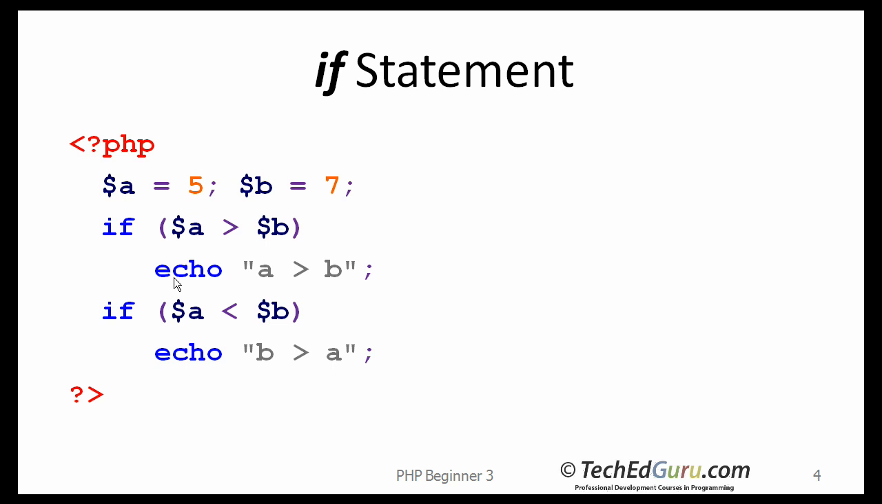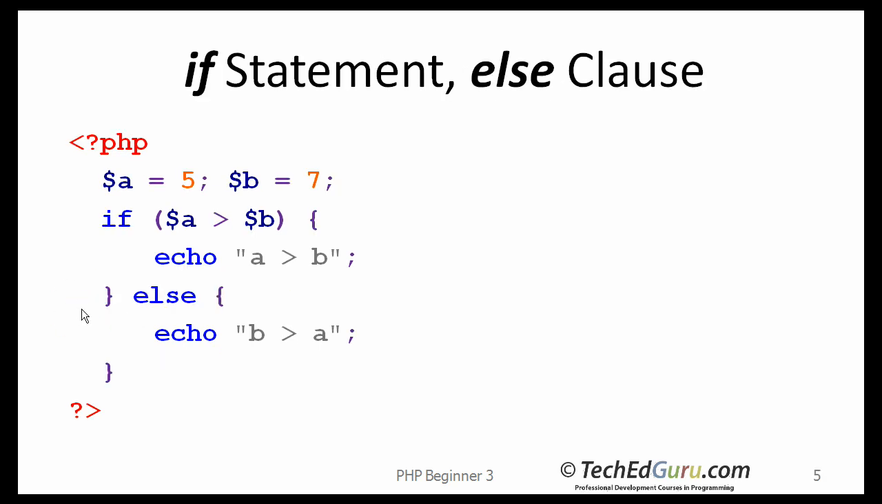The conditional expression must always be a Boolean type. It must evaluate to either true or false. In PHP, 0 would be considered false. These are two distinct if statements. However, since one and only one can be true, we can write it using the else clause. Also, what happens if A and B both were the same? How would these two statements behave?